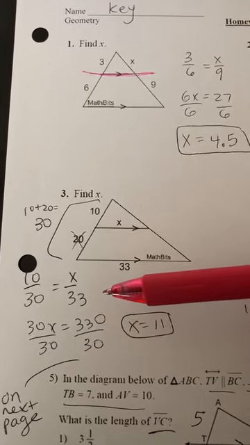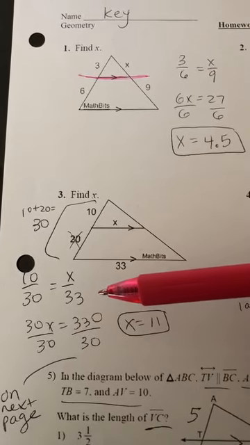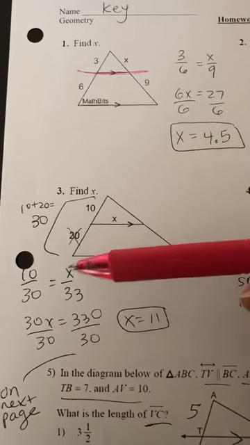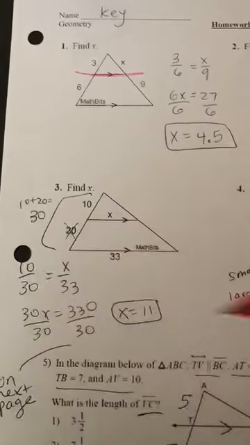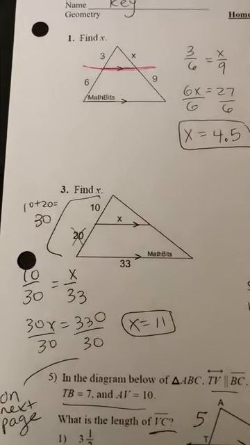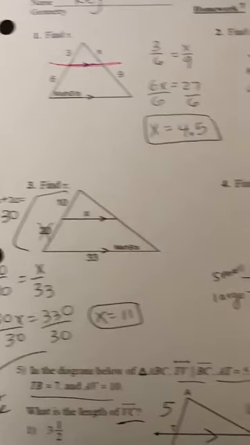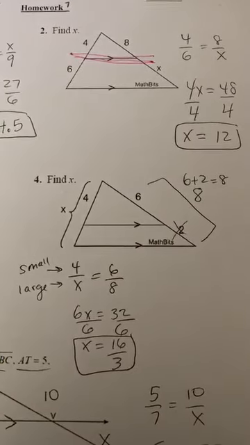10 over 30 equals x over 33. You could have instead said, let's say 33 over x equals 30 over 10. Make sure you have the same answer as us, and also make sure that when you cross multiply you get 30 times x. Okay, here's question number 4.